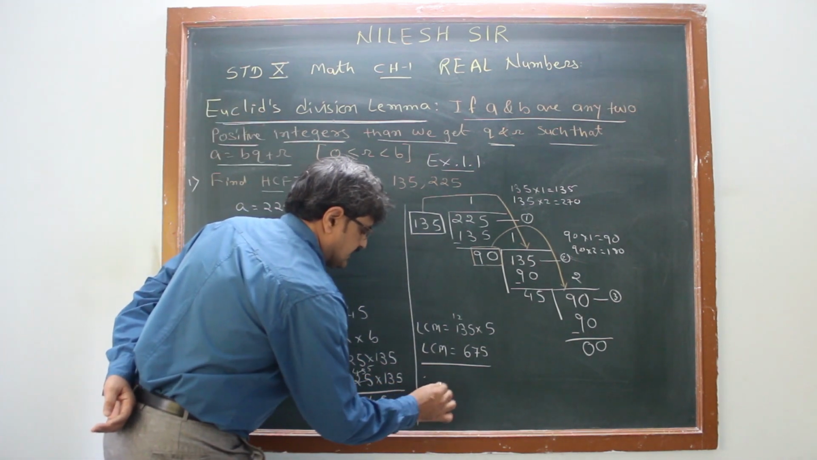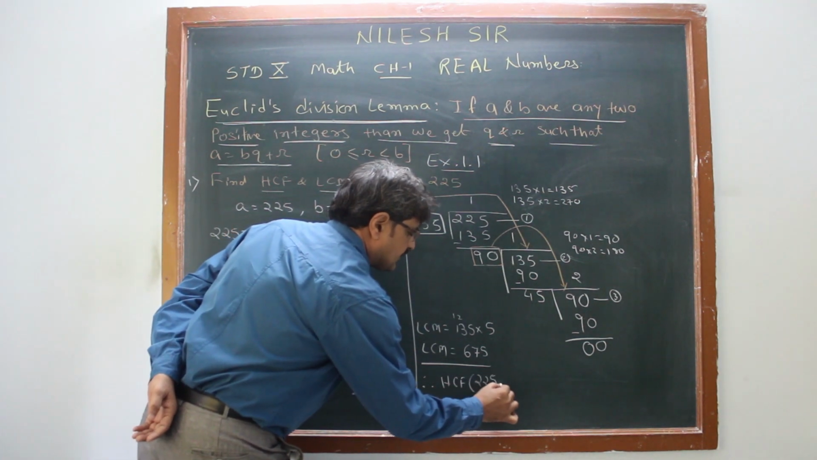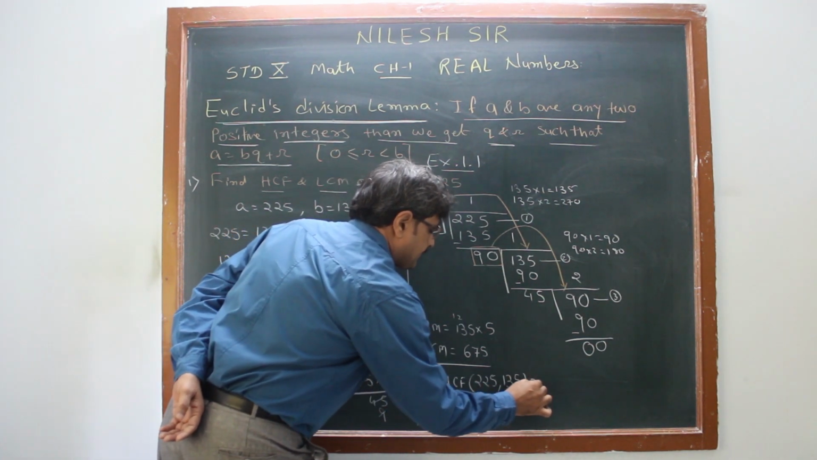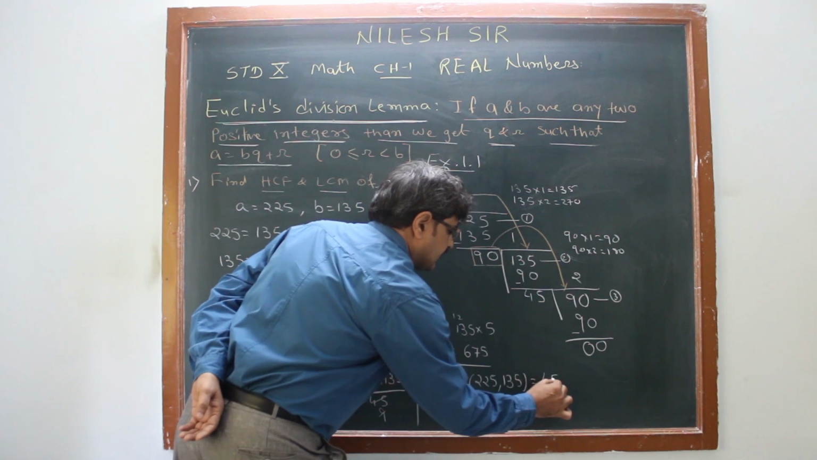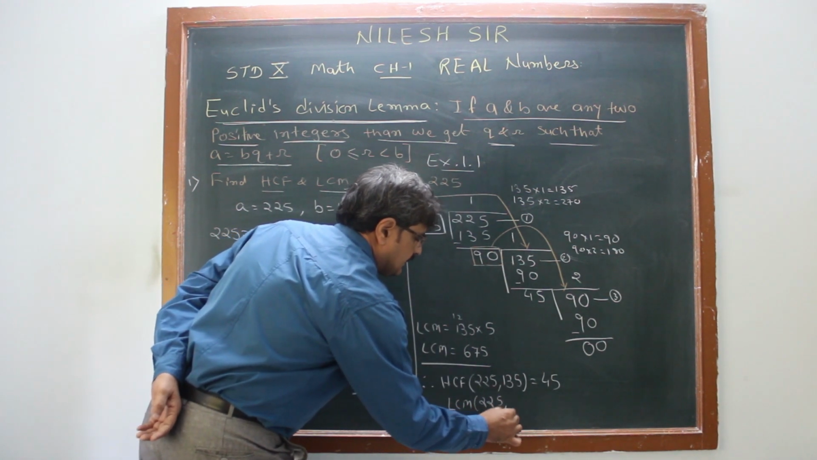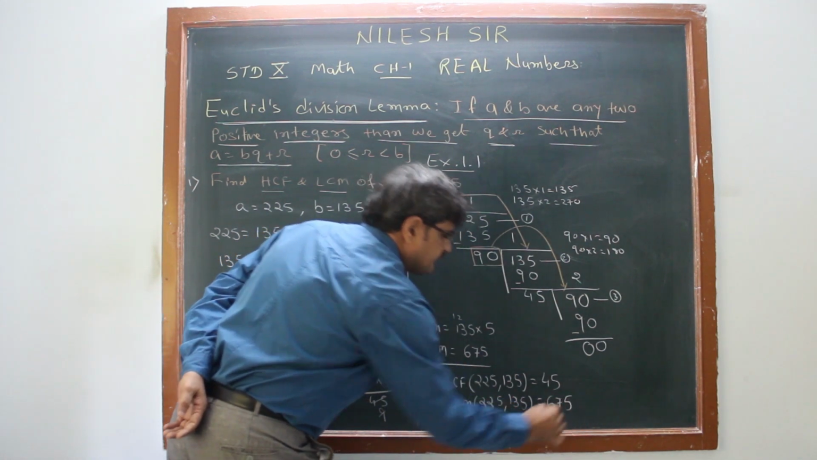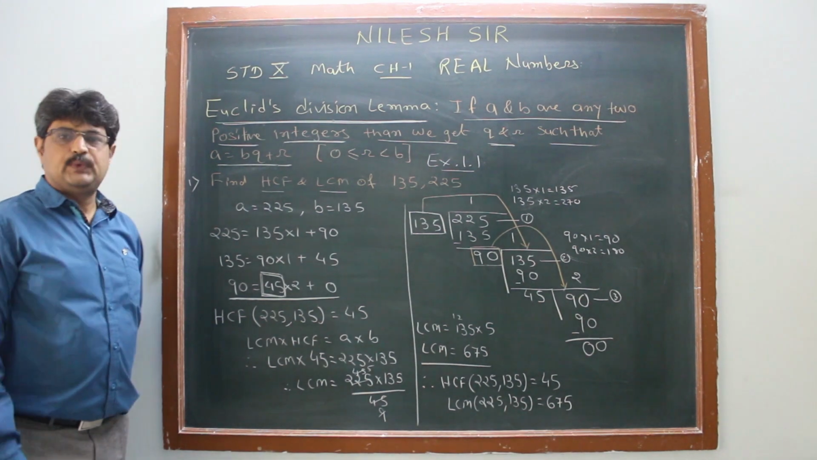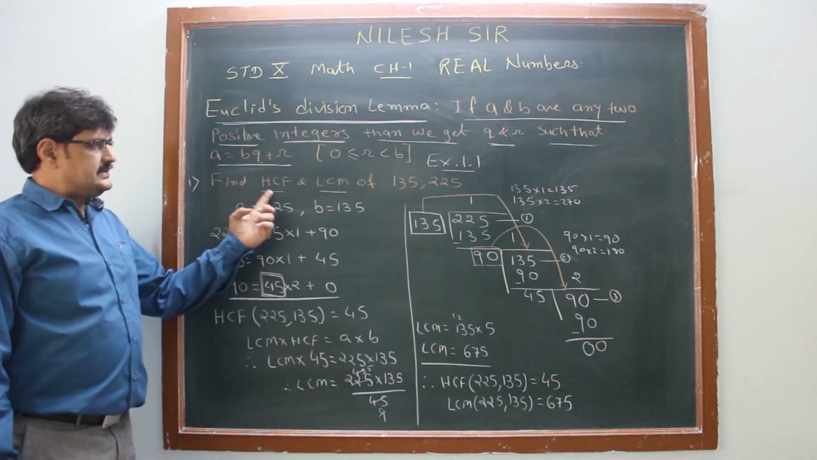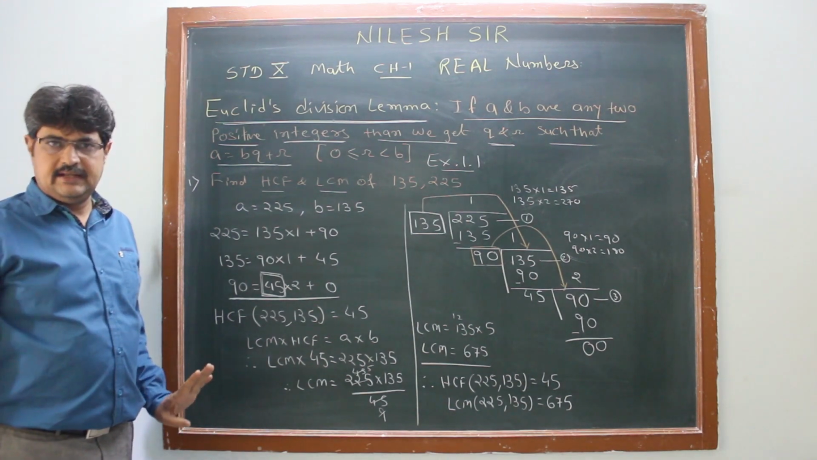So we can write the answer as HCF of 225 and 135 is equal to 45, and LCM of 225 and 135 will be 675. So in this way we can find HCF and LCM of any two numbers.